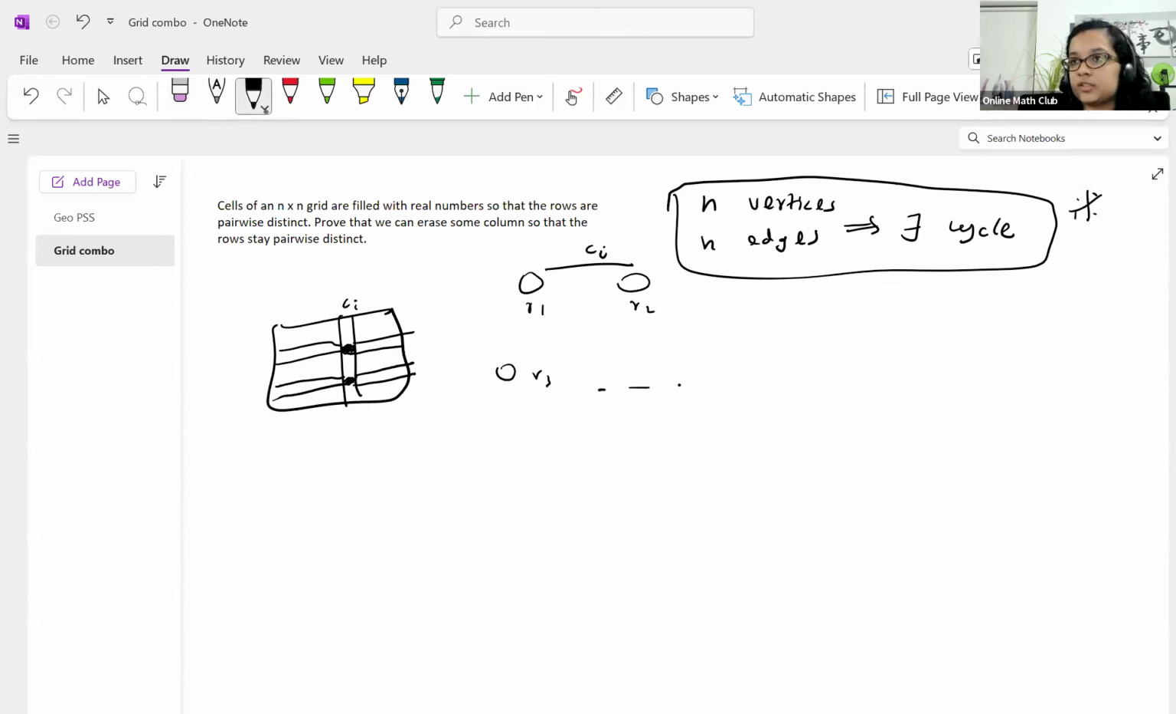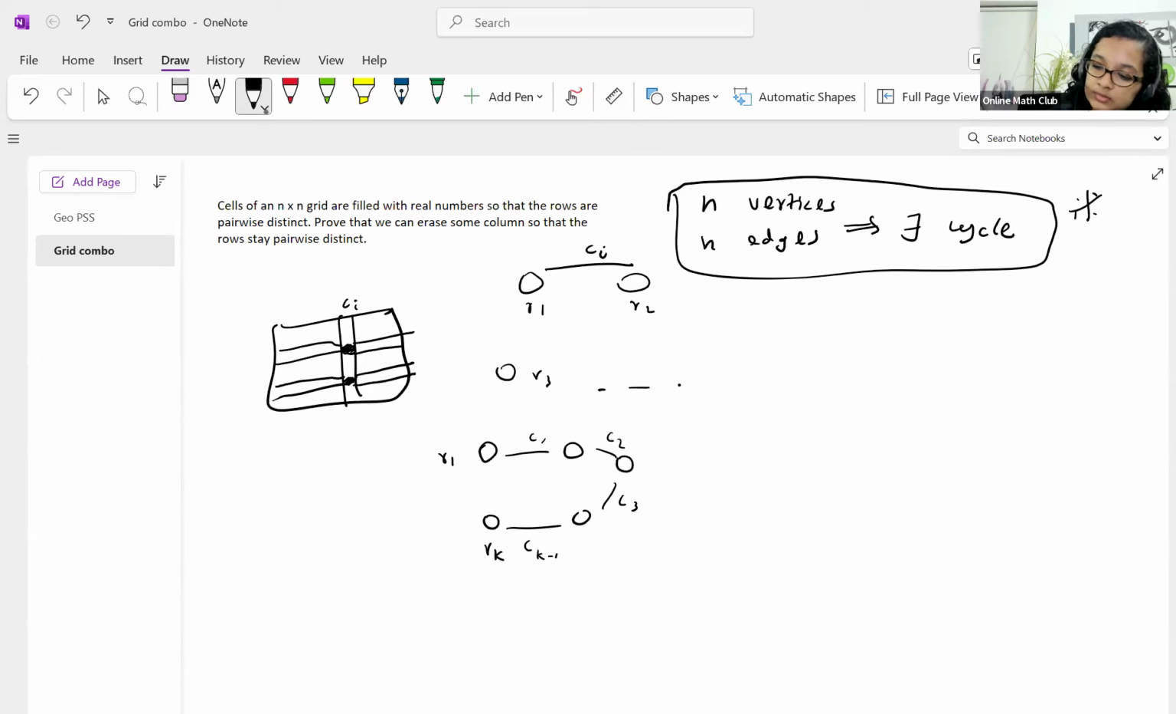If you have n vertices and n edges in a graph, then there must exist some cycle. So now you have this graph, with the vertices corresponding to the rows, and you're connecting them with edges corresponding to the columns. And you know that there's a cycle. So let's assume it's from, say, R1 to Rk. You can just call them that without loss of generality. And let's call the columns C1, C2, and so on. The labeling does not really make a difference.